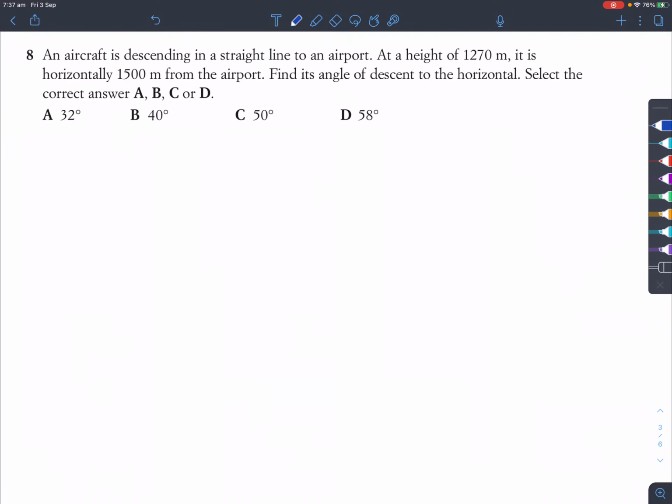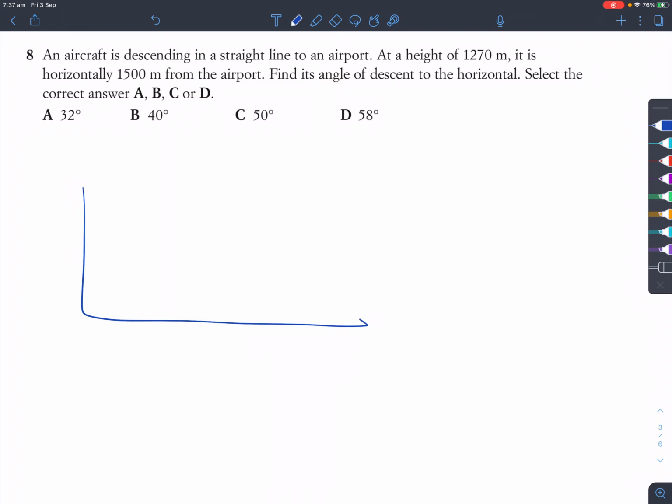Question 8. An aircraft is descending in a straight line to an airport. Okay, descending means it's going down. At a height of 1,270 meters, it is horizontally 1,500 meters from the airport. Find its angle of descent to the horizontal. Select the correct answer A, B, C, or D.